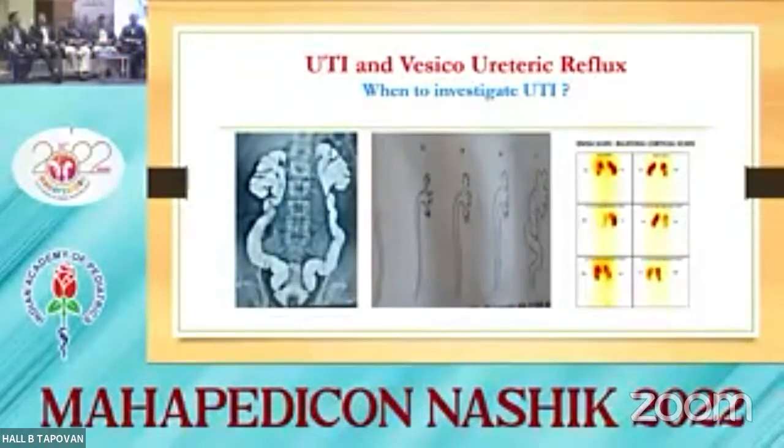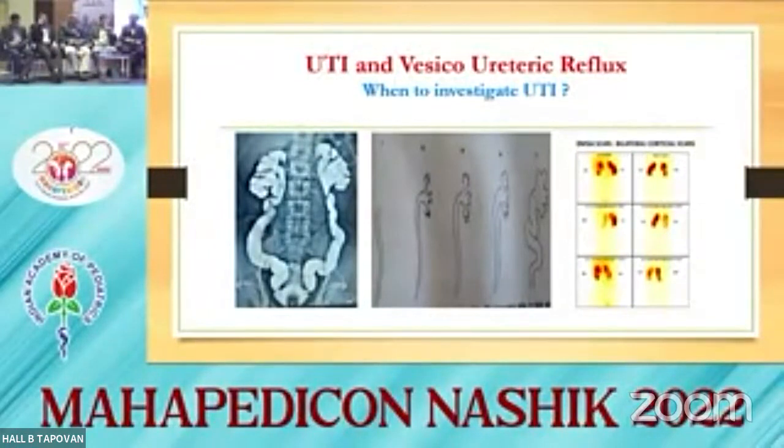Dr. Amit, when do we investigate a patient of urinary tract infection? So if it's a male child, more than one episode of urinary tract infection has to be investigated. If it is a female child, more than 2 episodes of urinary tract infection have to be evaluated. Or if the child has presented with a recurrent urinary tract infection history for the first time, you have to investigate the child aggressively.